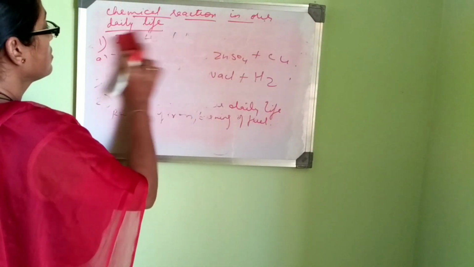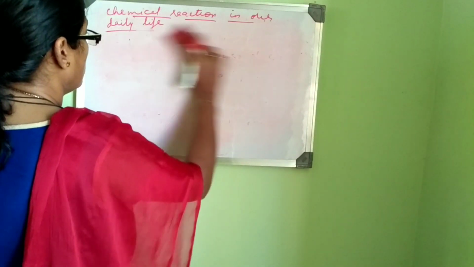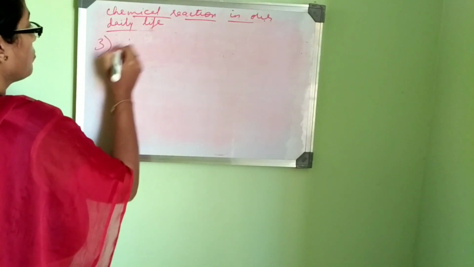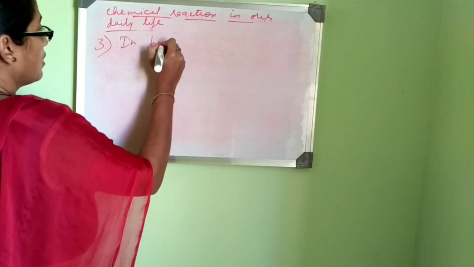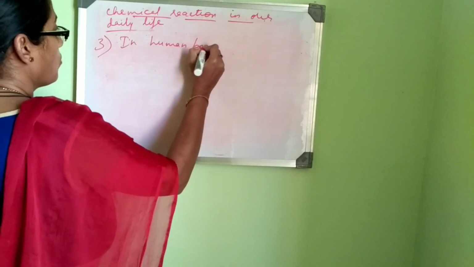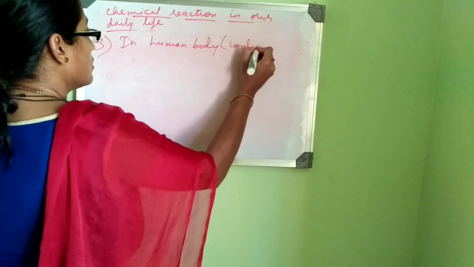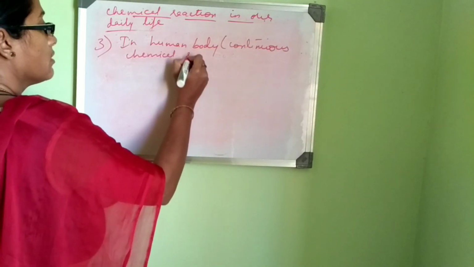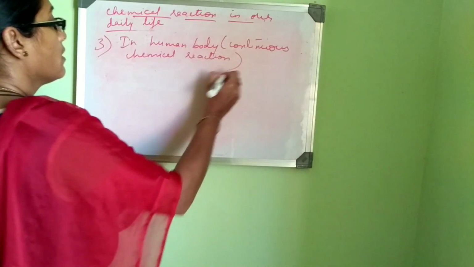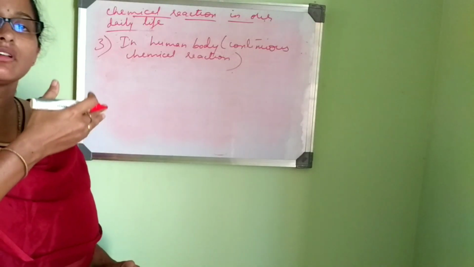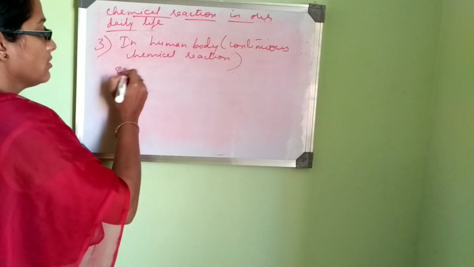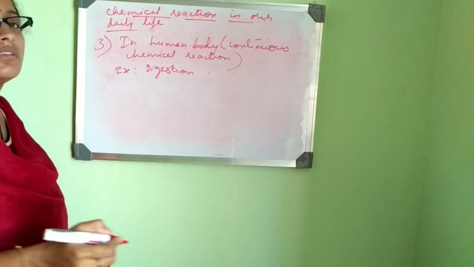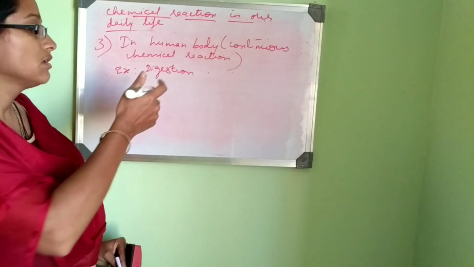The third one is in our human body. In the human body, there is a continuous chemical reaction. An example is digestion. The details we will learn in the biology chapter, life processes.